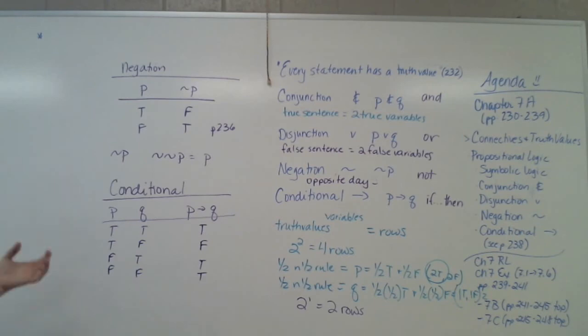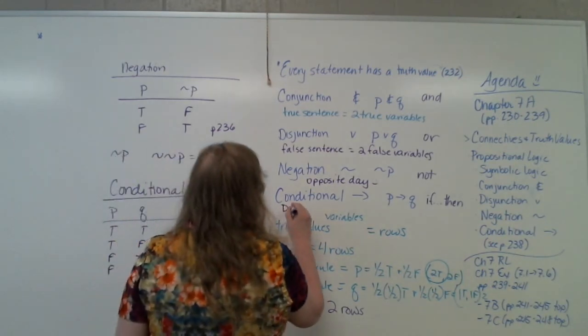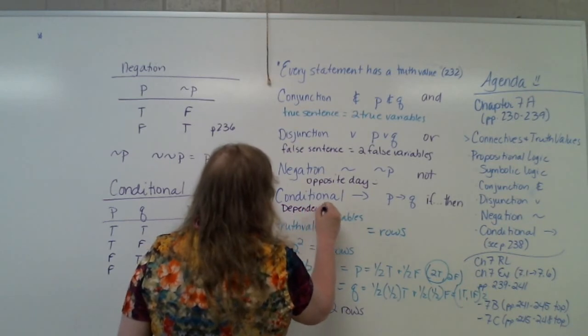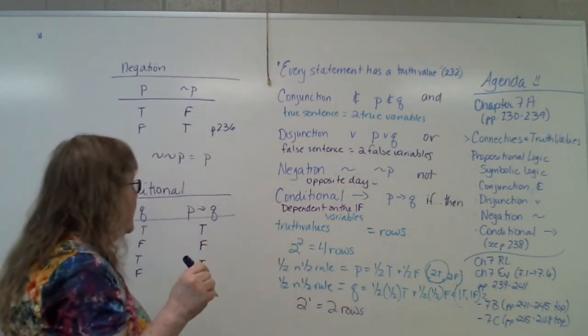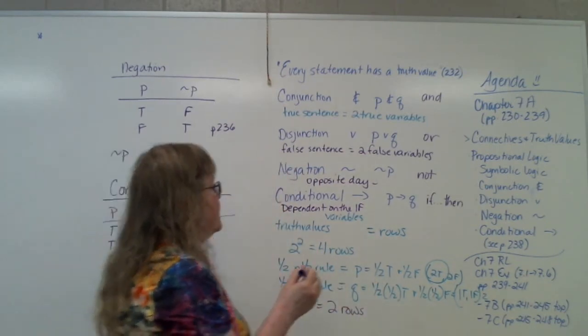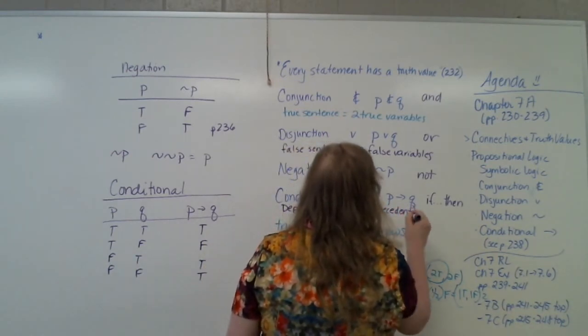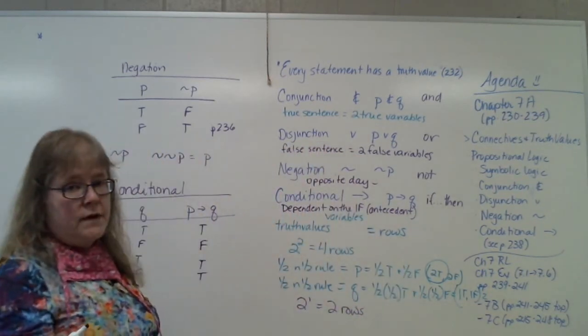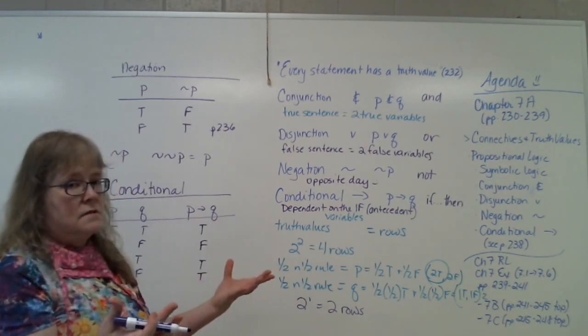Okay? So, this is the one that, honestly, just memorize it like a usual card or whatever. Conditional is dependent on the if. The if is also called the antecedent. Remember that from chapter 3? And the then is the consequent. The consequent depends on the antecedent. That's why it's conditional.